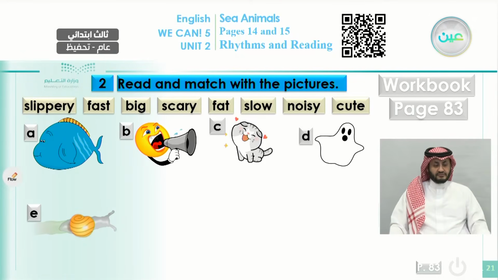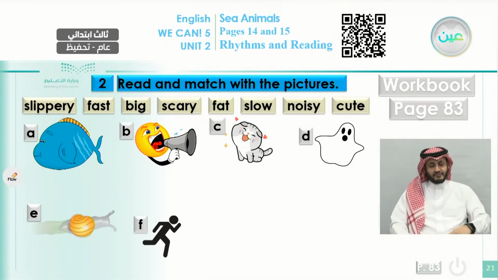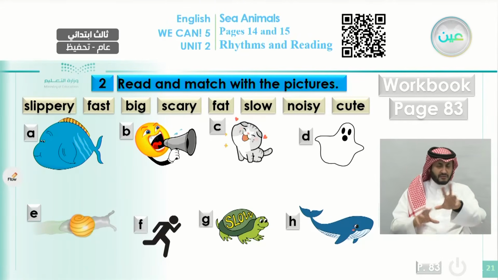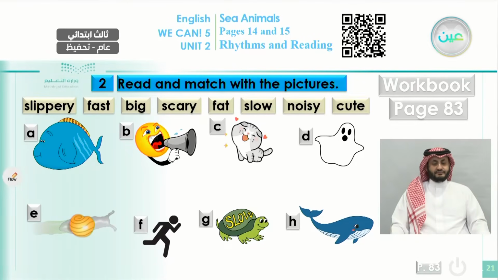D here indicates one of these adjectives. F also indicates something. G indicates something, and H indicates something else. So how can we match, or how can we understand the adjective with the picture? Okay, let's listen to one of your colleagues reading these sentences.